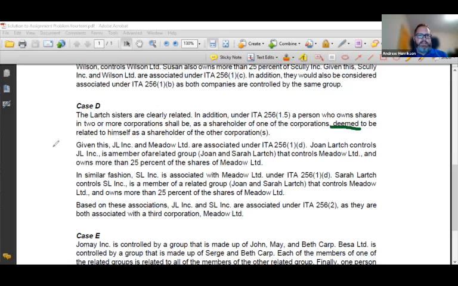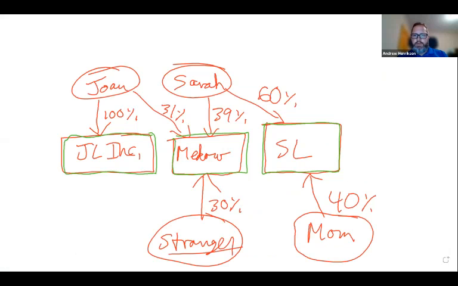So given this, JL Inc. and Meadow Limited are associated under 256.1D. So under D, JL and Meadow are associated. This is because Joan Larch, well, here, let me go back. I should go back to the little scribbly whiteboard thing here. Let's show you guys that while I try to explain here for you.